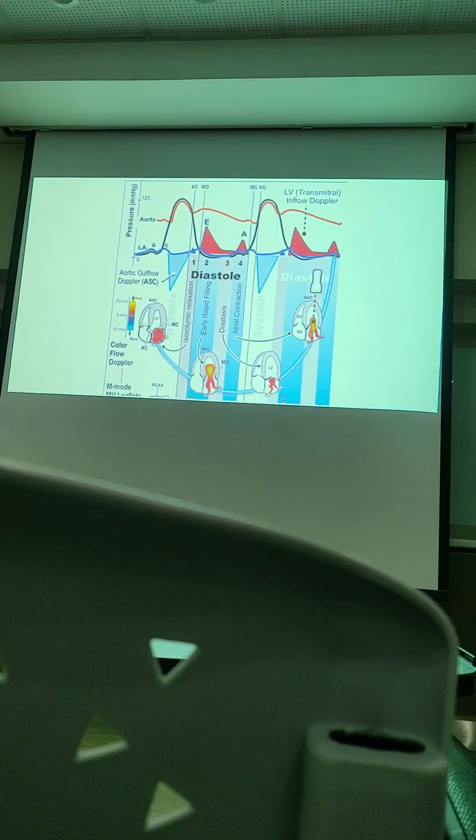Okay? So the E wave is the passive filling of the LV from the LA, whereas the A wave is the contraction, so it's not passive, it's forcefully pushing the blood from the LA to the LV. Okay? And the A wave, or the atrial contraction phase, will end when the mitral valve closes, which starts at the beginning of systole.